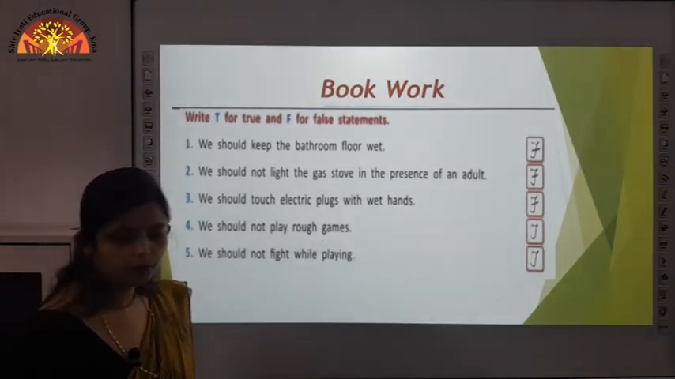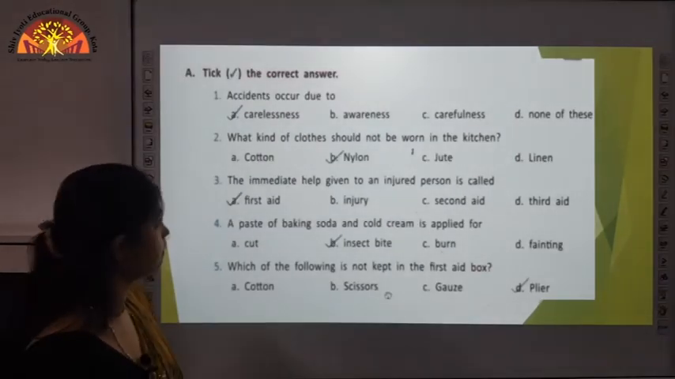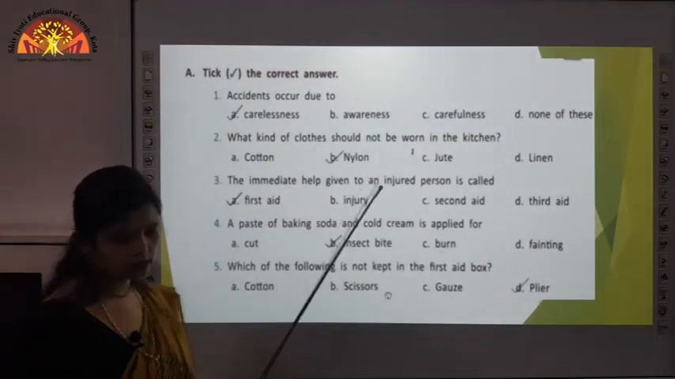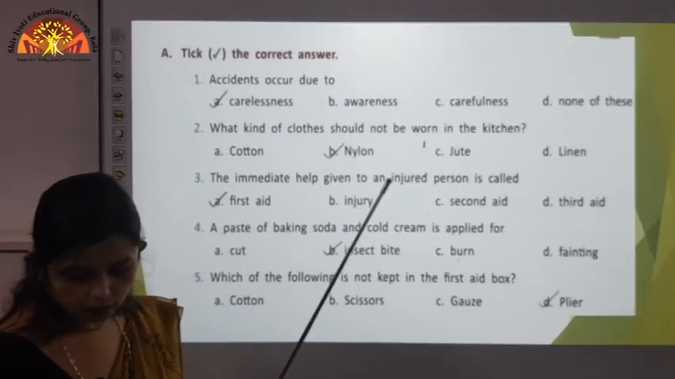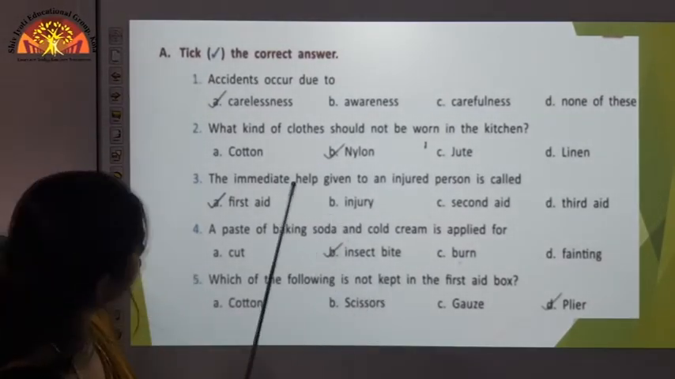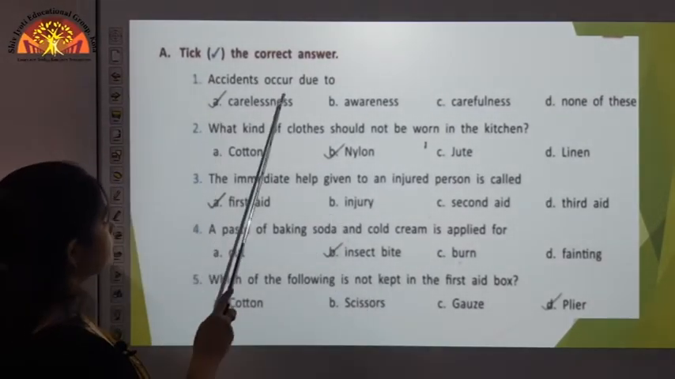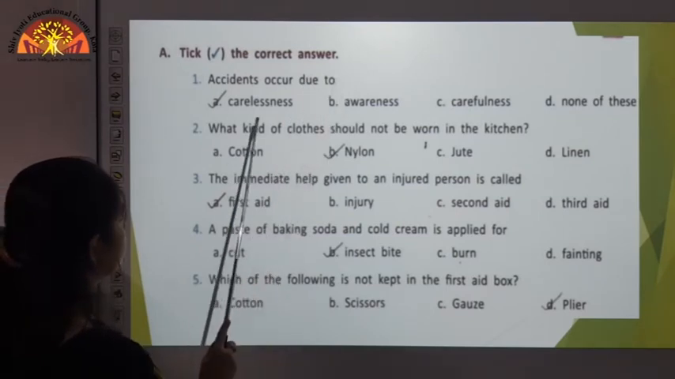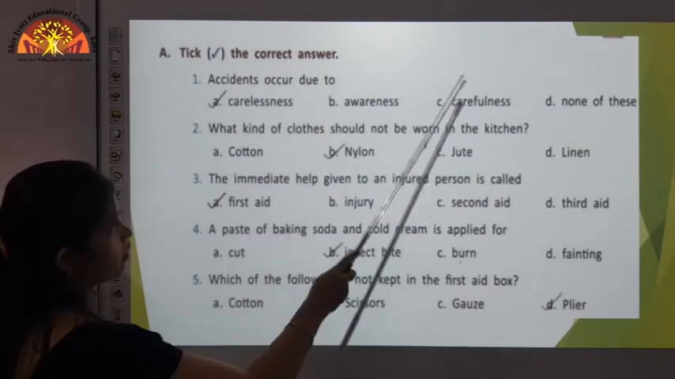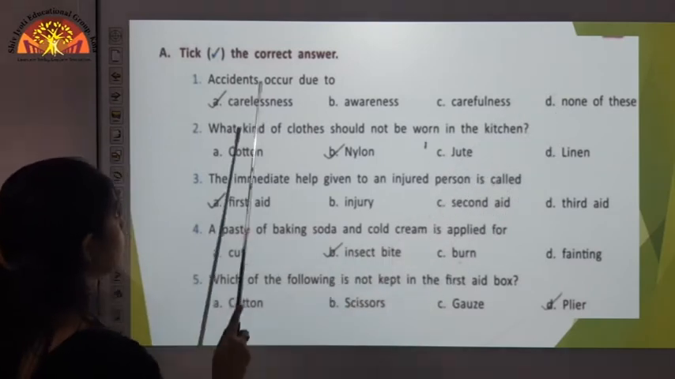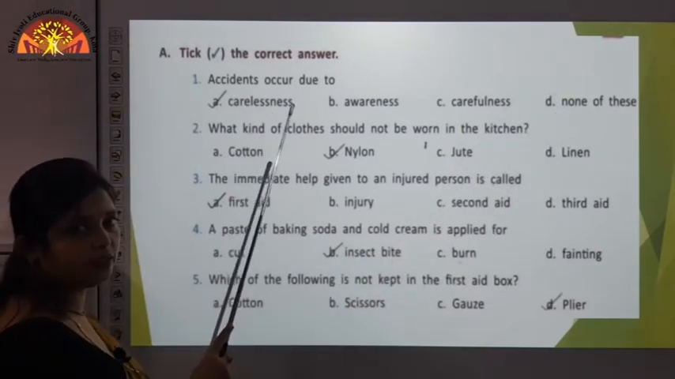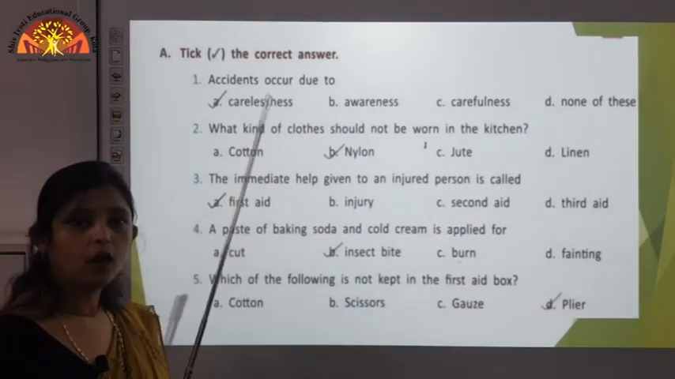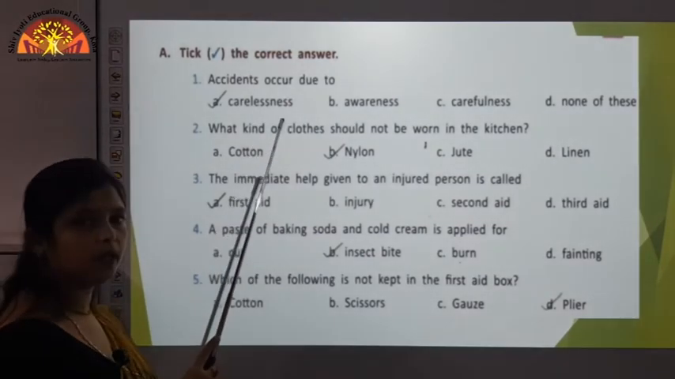Okay. Now we move to the next exercise. It is tick the correct answers. This exercise is on page number 44. Accidents occur due to: carelessness, awareness, carefulness, none of these. So the answer is carelessness. Whenever a person is in a hurry or careless, accidents may occur.